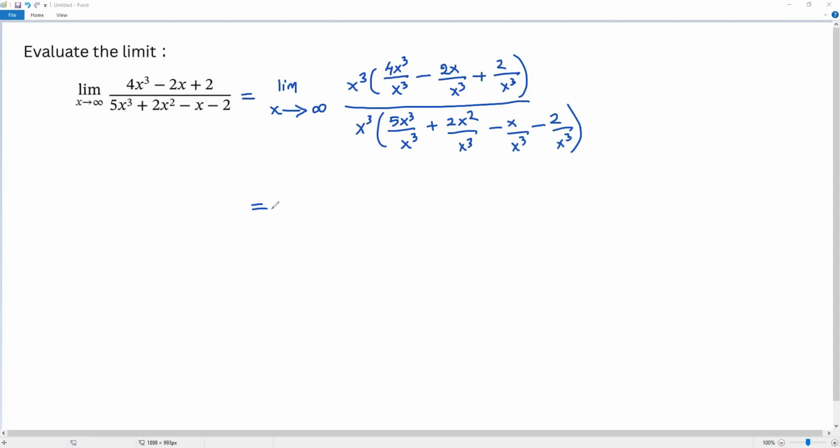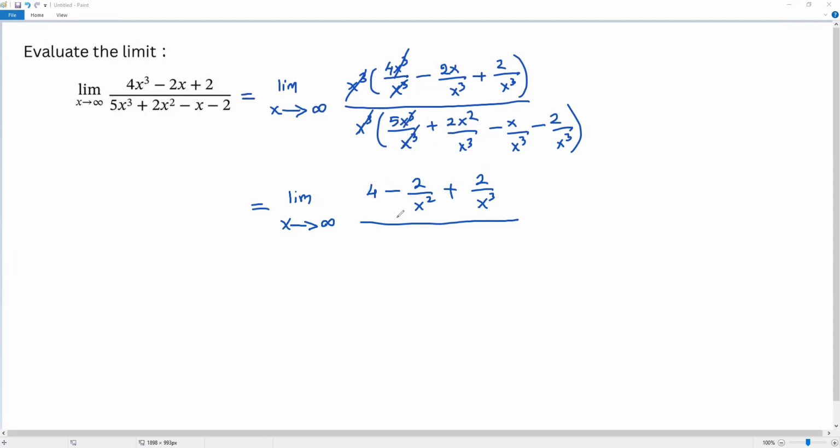Okay, here this x cubed will cancel out. We have the limit as x approaches positive infinity. Here this x cubed will cancel out. We have 4, negative. The simplification of this one is 2 divided by x squared. It cannot be simplified anymore, so I have to write this one as it is. That is 2 divided by x to the third power.